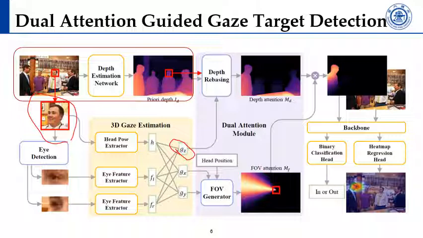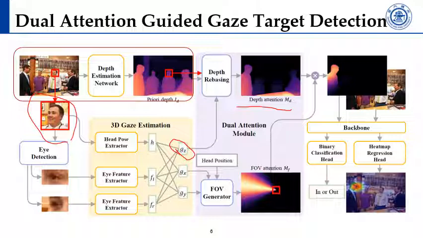And combining the depth map and the depth information outputted from the 3D gaze estimator, GZ, we can narrow down the search space across the depths to form the depth attention. So now we have the depth attention. Then we use a field of view generator to generate the field of view attention.